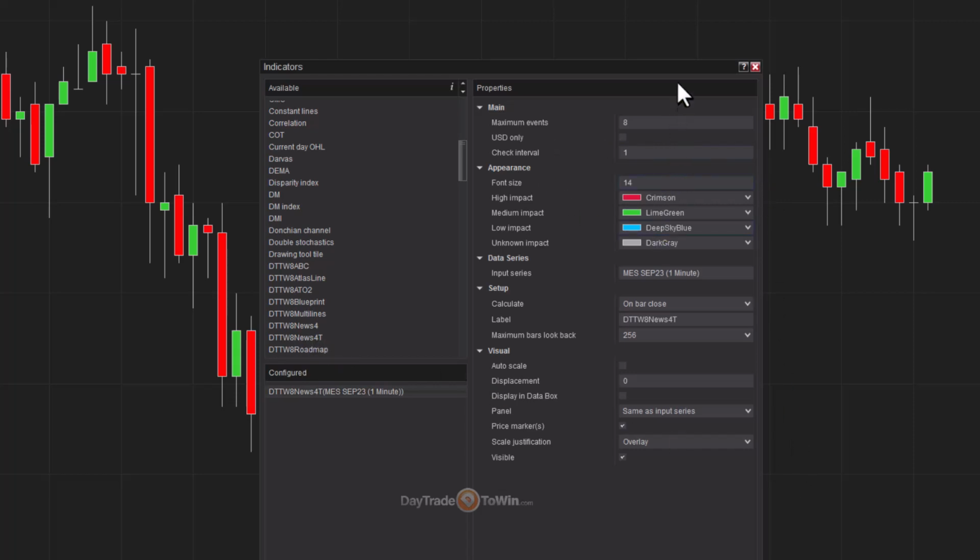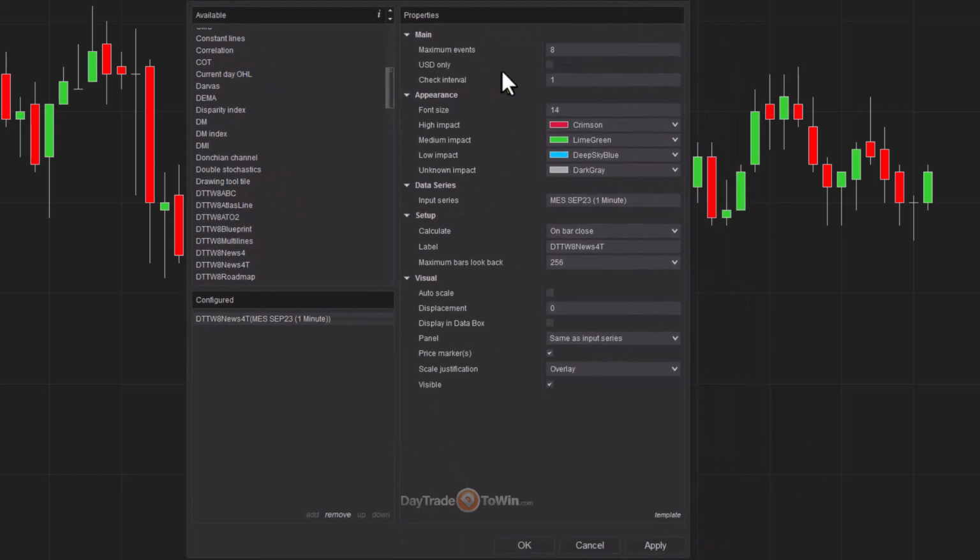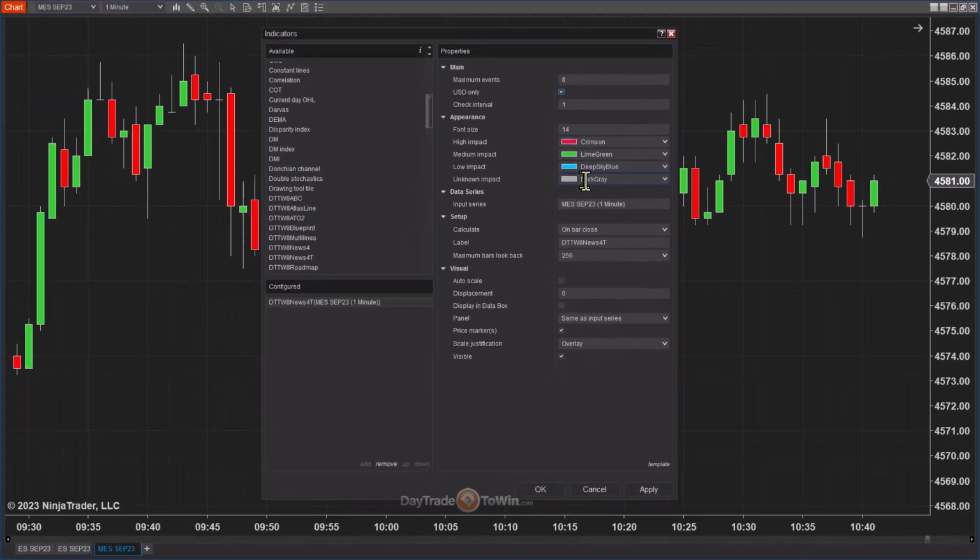Now what we do here to configure for the news is we're only looking for US news, because US news is really what pushes the markets. If you want to do international news, you can go ahead and uncheck this and you have all international news. I'm going to check this because I only want to focus on US based news events. And we have here some color changes.